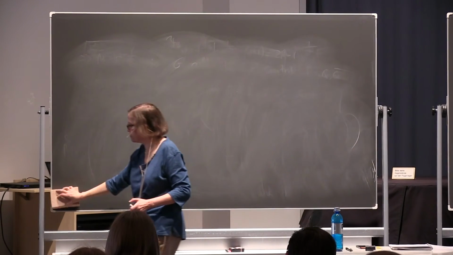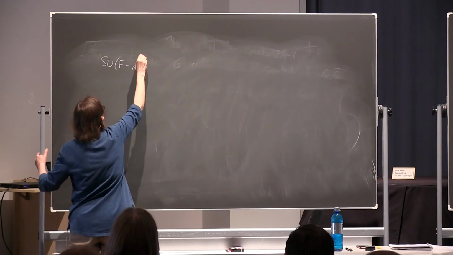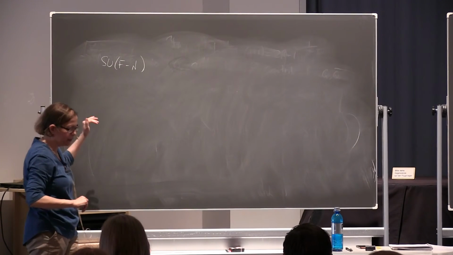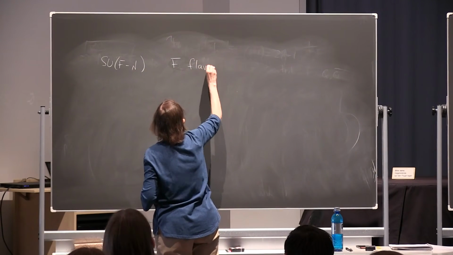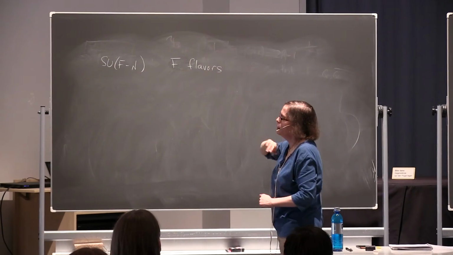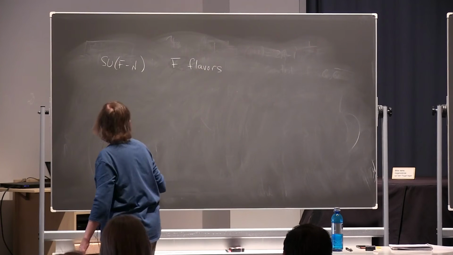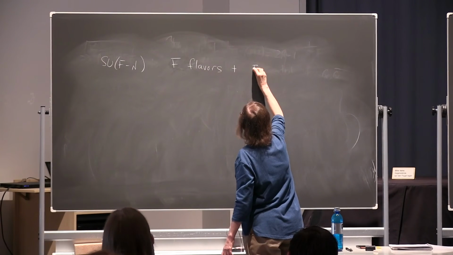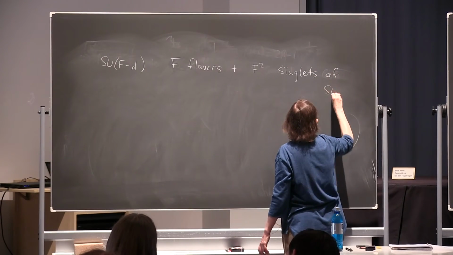So what is this other solution? This other solution is in terms of an SU(F minus N) gauge theory. So a completely different gauge theory, a completely different set of gauge bosons, and still F flavors that are exactly the same sort of flavors that I had before, with very similar transformations under the global symmetry group, plus F squared singlets of the SU(F minus N).